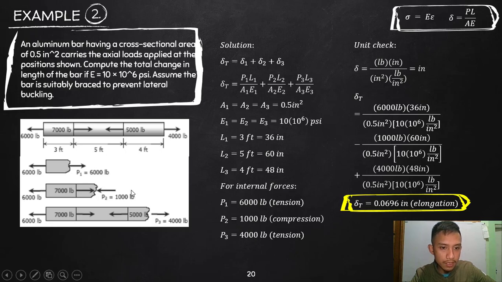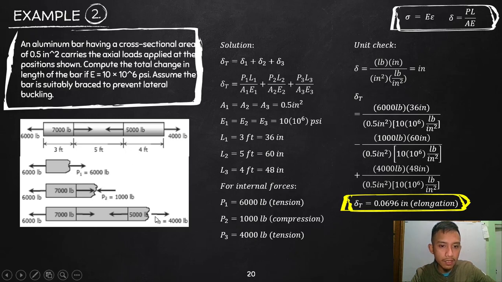So therefore, that is the reaction, internal reaction 1,000, which is going to the left, which tends to be going directly to the material, so that is compression. And then on the last part, I will cut it here, so summation. So going to the right, which is 7,000, and then a total of going to the left, 6,000 plus 5 will be 11. So 11 minus 7 will be 4, which is the resultant going to the right.